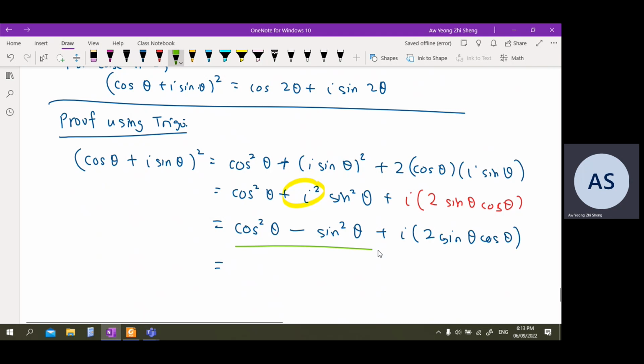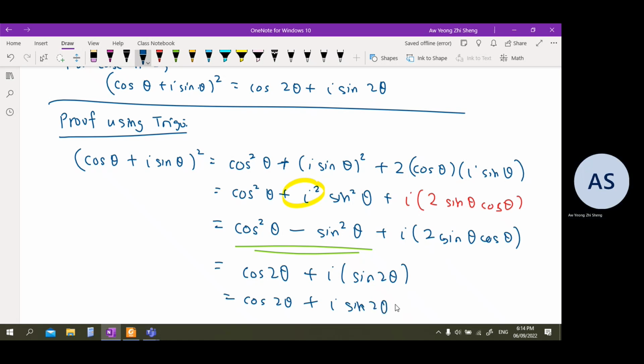Okay, cos squared minus sin squared, this is one of the double angle formulas for cos 2 theta. Recall from the trigo chapter. And then 2 sin theta cos theta is actually sin 2 theta. And there we have it, cos 2 theta plus i sin 2 theta. So this is how you can prove using trigo. Of course, when the power n is 3 or higher, the proof will be more and more tedious, and we will not go through those.